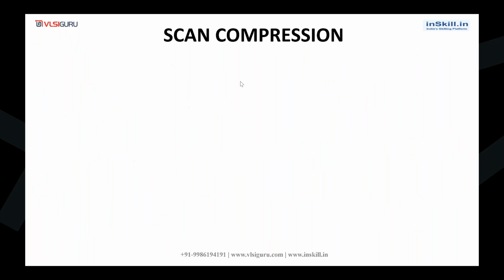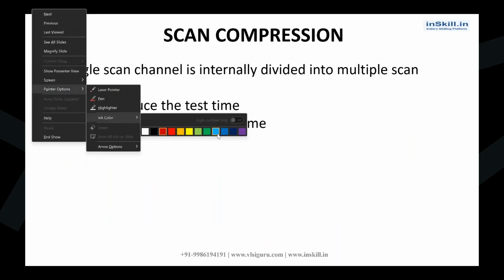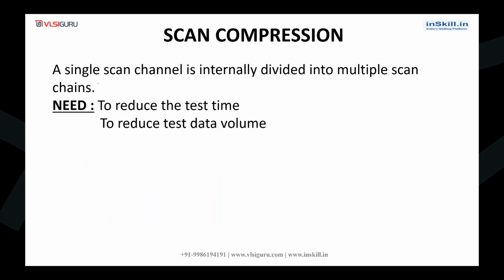The next topic is scan compression. Scan compression means a single scan channel is internally divided into multiple scan chains. So we can say that the internal scan chains are compressed into external channels. Both are correct. A single scan channel is internally divided into multiple scan chains is also correct.